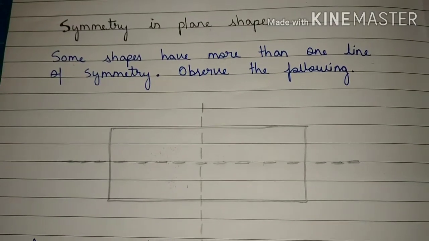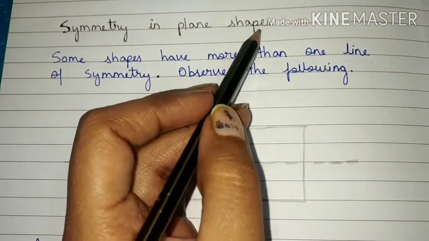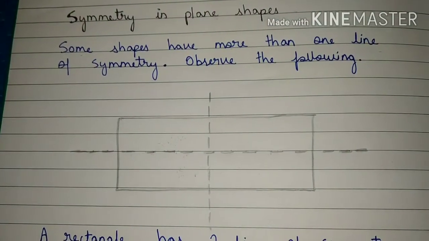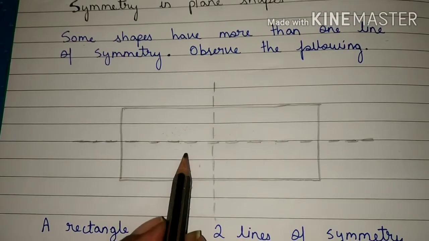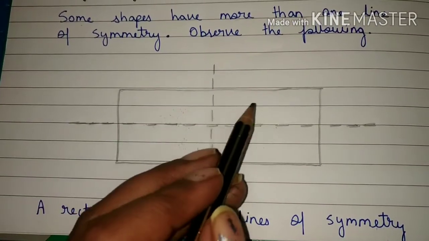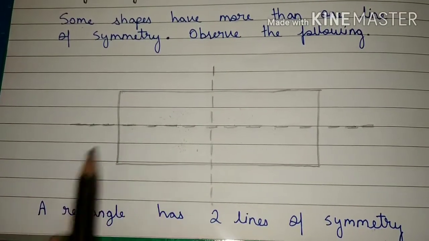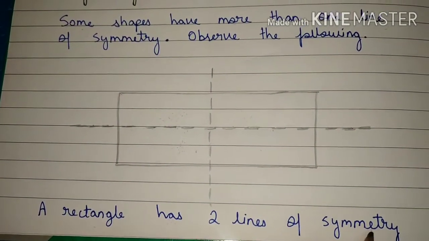Students, now we will study symmetry in plane shapes. In this we will look at lines of symmetry in different shapes. Now students, look at this figure. This is a figure of rectangle. A rectangle has two lines of symmetry.